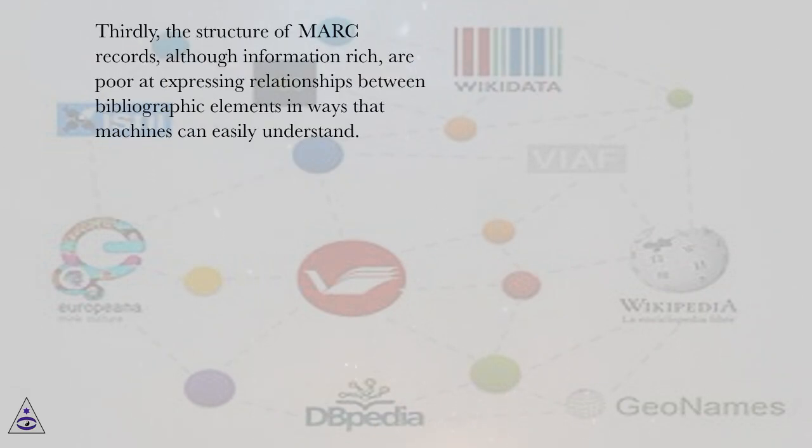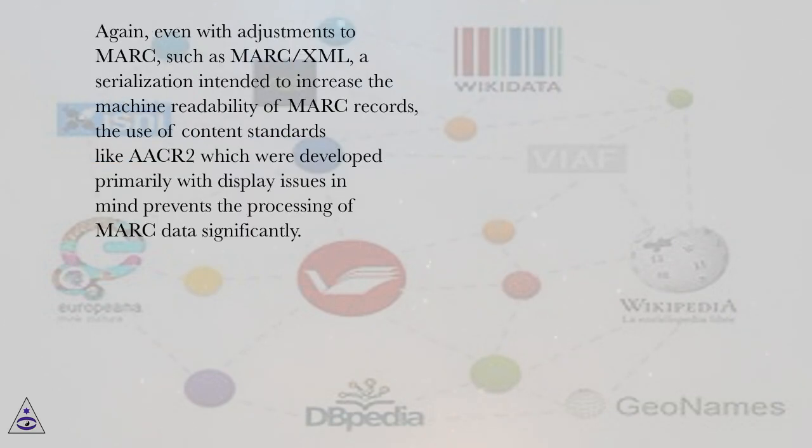Thirdly, the structure of MARC records, although information-rich, is poor at expressing relationships between bibliographic elements in ways that machines can easily understand. Again, even with adjustments to MARC, such as MARC/XML, a serialization intended to increase the machine readability of MARC records, the use of content standards like AACR2, which were developed primarily with display issues in mind, prevents the processing of MARC data significantly.